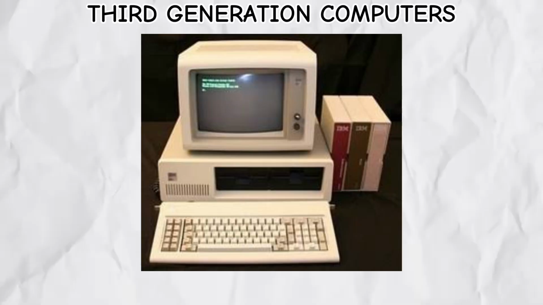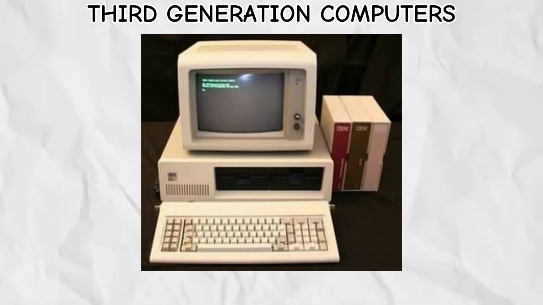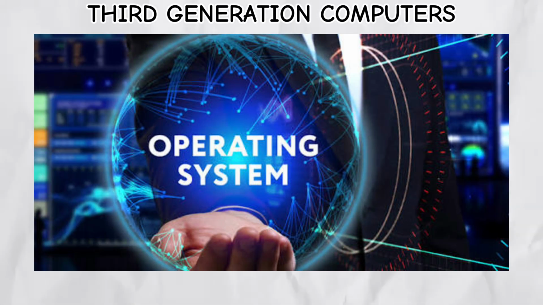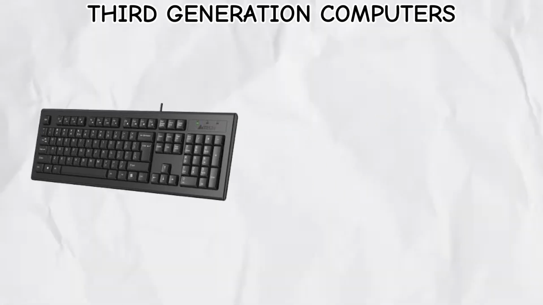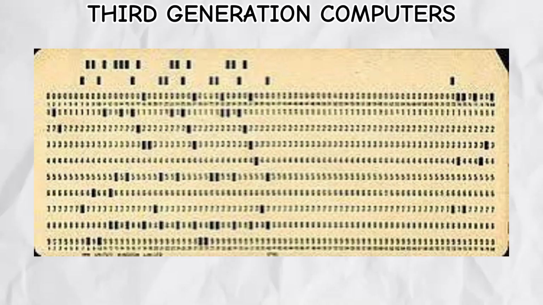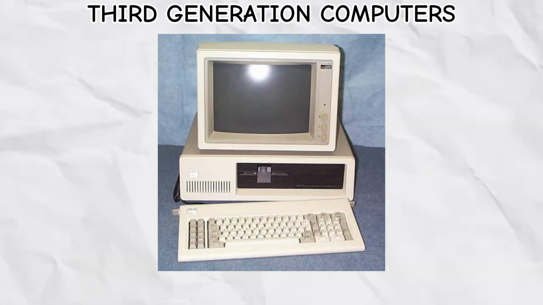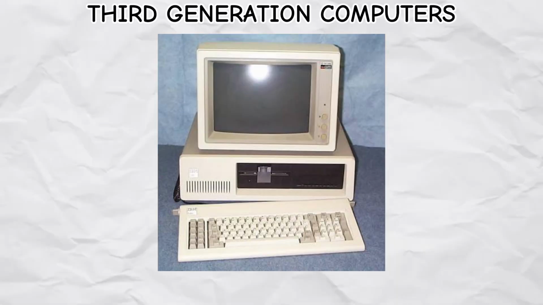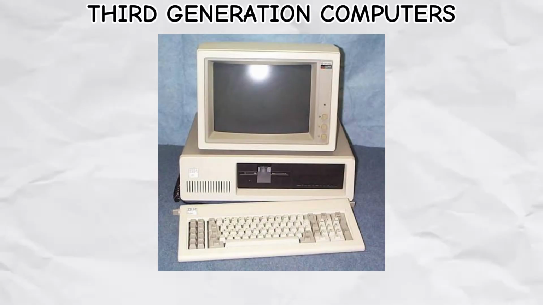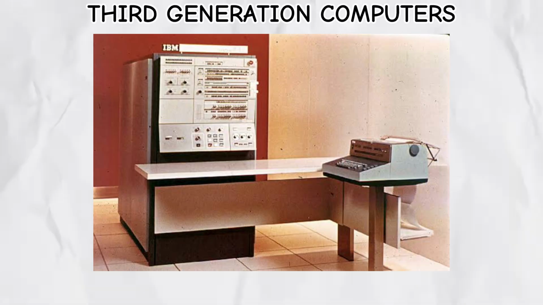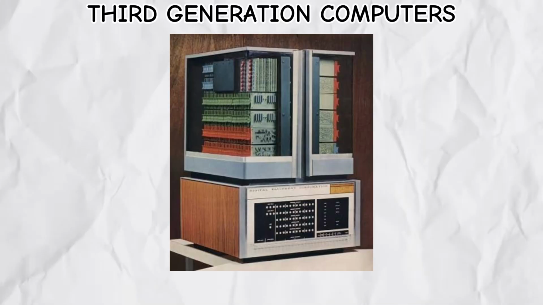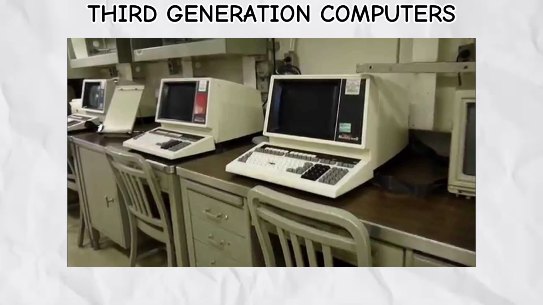Computers became more reliable and were capable of multitasking through the introduction of operating systems. User interaction improved with the use of keyboards and monitors, replacing punched cards. Third-generation computers became widely adopted in universities, research centers, and large organizations. Examples of third-generation computers include IBM System 360, PDP-8, and Honeywell 6000 series.